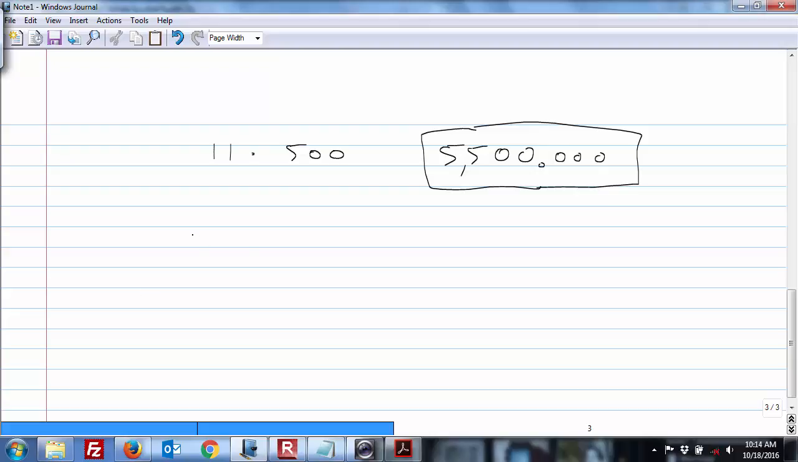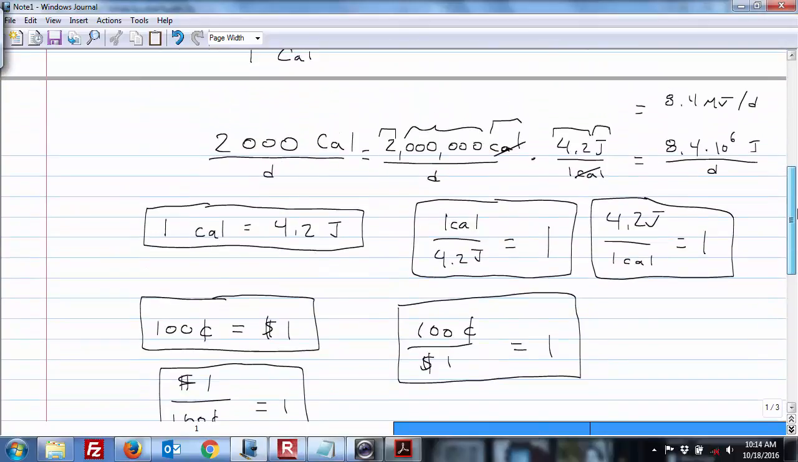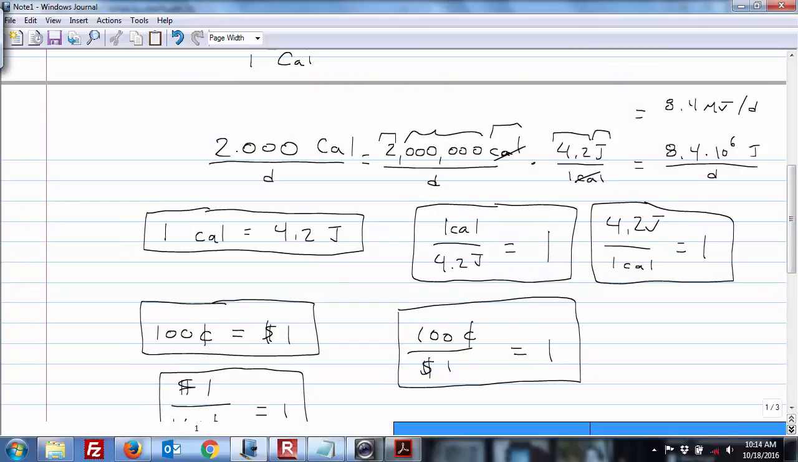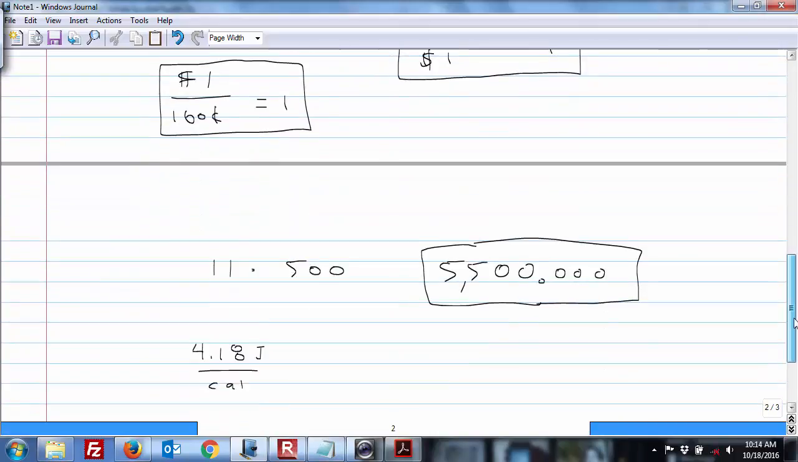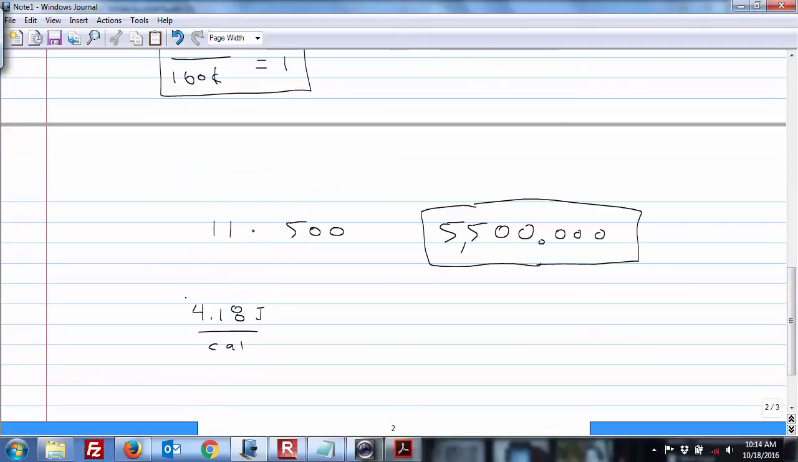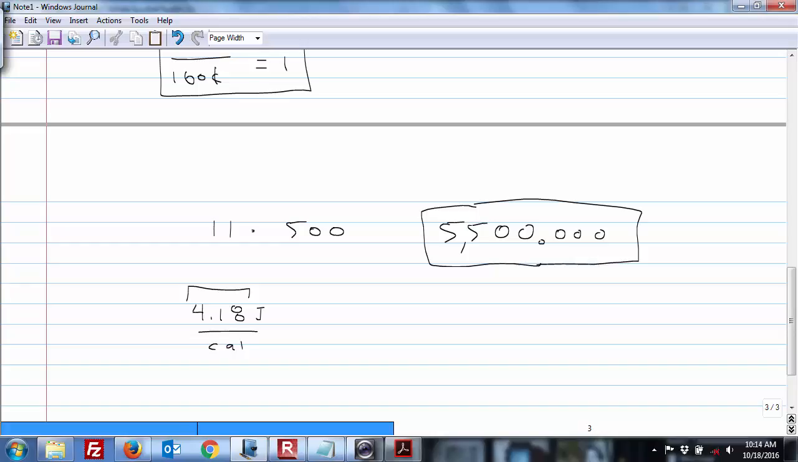We did the same thing with 4.18 joules per calorie. This has 3 significant digits, and you know that. Let's say you started with 2,000 calories. There's really no argument to go beyond using these 3 significant digits. So if you're using 4 significant digits in any of these problems, you're using too many.